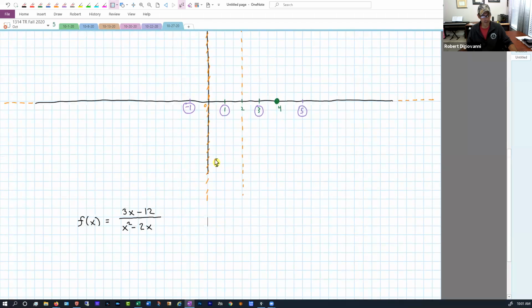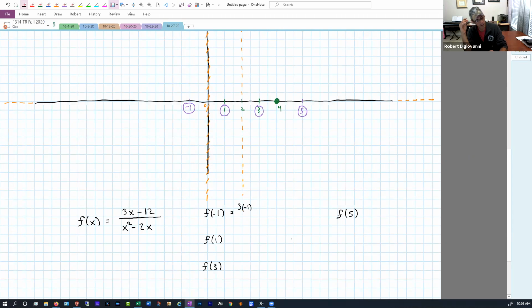So that means I have to plug -1 into that function. I've got to plug in 1. I've got to plug in 3. And just to save some space, I've got to plug in 5. So all 4 of these points have to get plugged into the function. And what you're looking for is to determine whether or not your answer is positive or negative. Okay, so let's plug in -1. Let's see what we get.